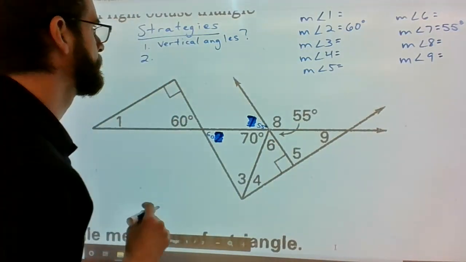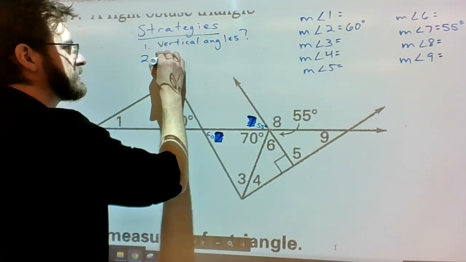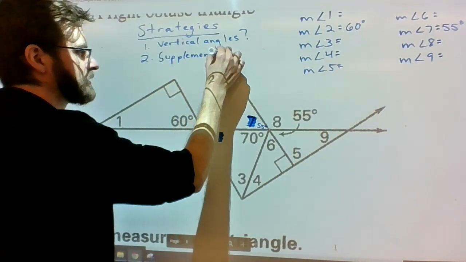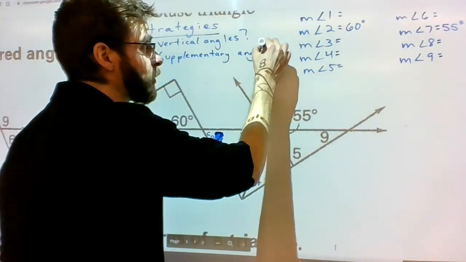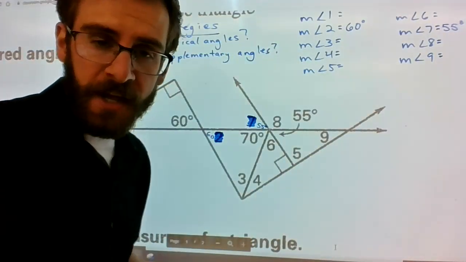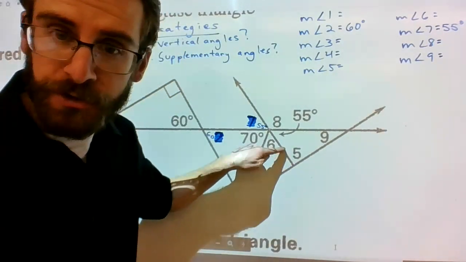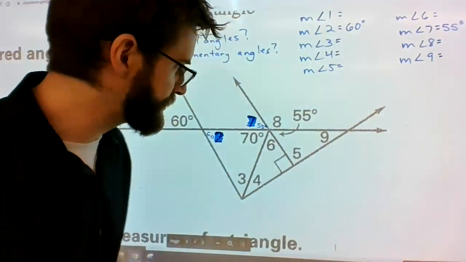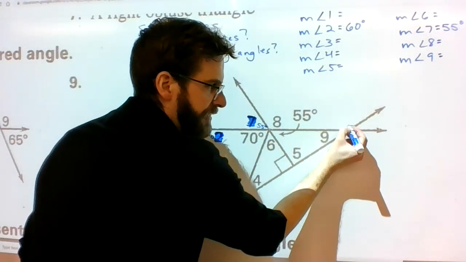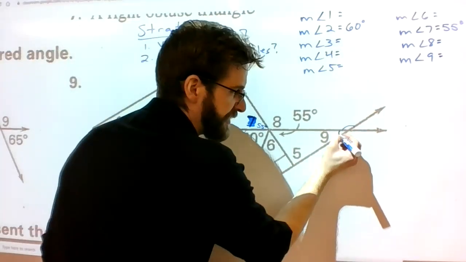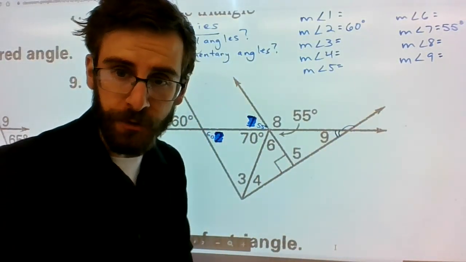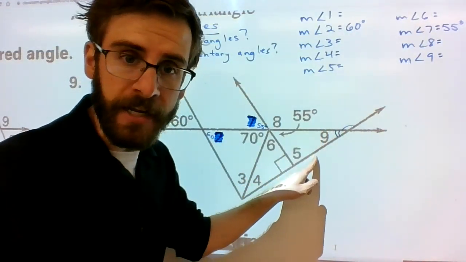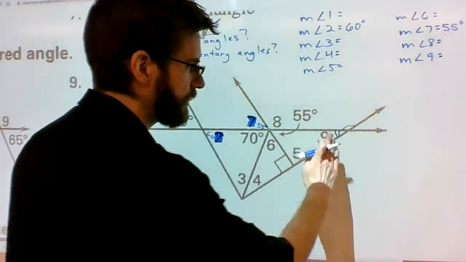Number 2: supplementary angles. These are ones that add up to 180 degrees because you take a straight line, which is 180 degrees, and you split it up into multiple parts. So what I mean by that is this angle right here plus this angle adds up to 180 degrees because it creates a 180 degree angle. A straight line is 180 degrees. We've talked about this before.